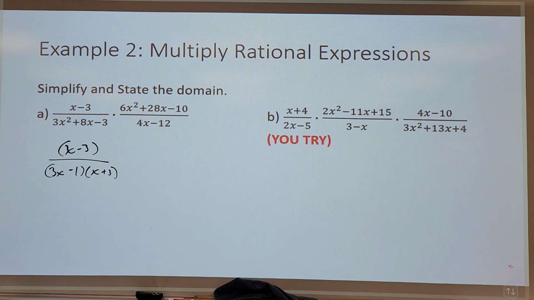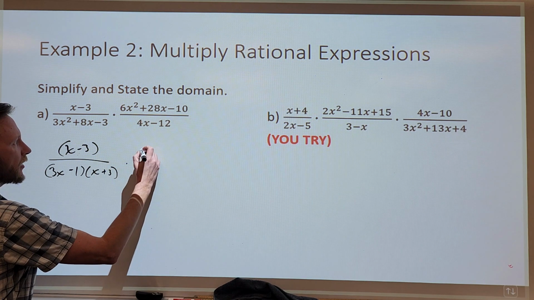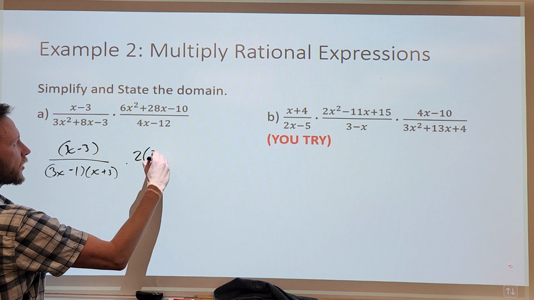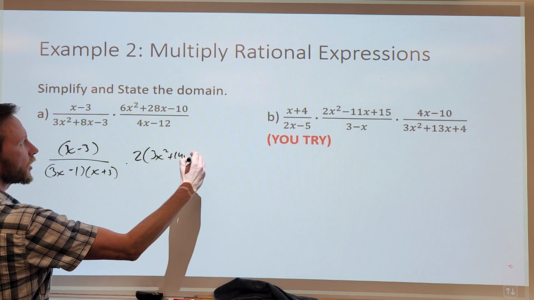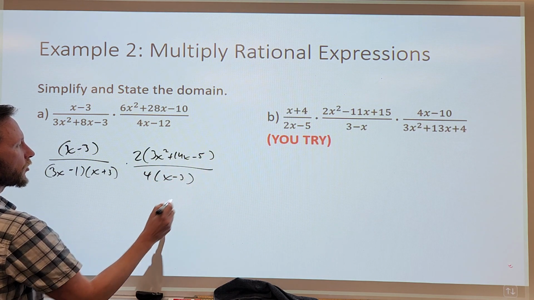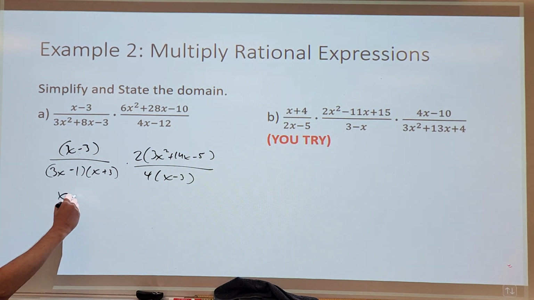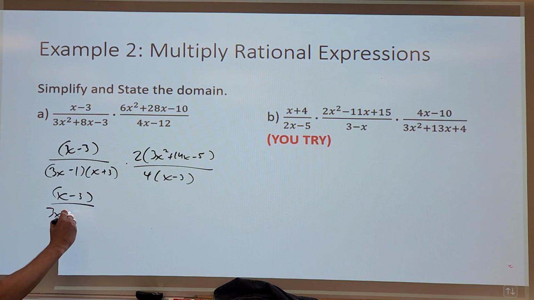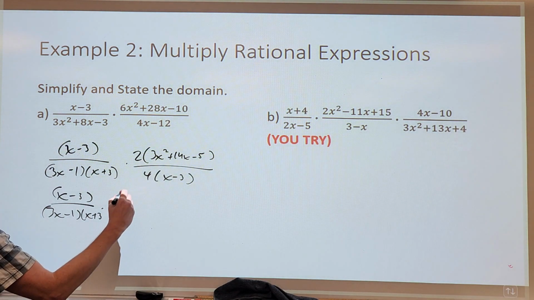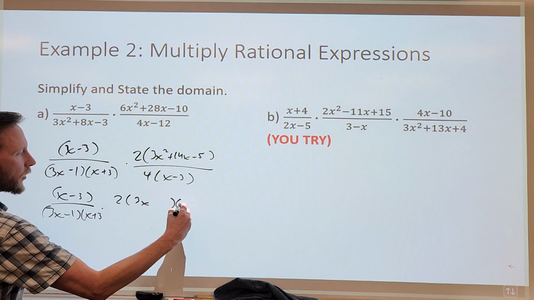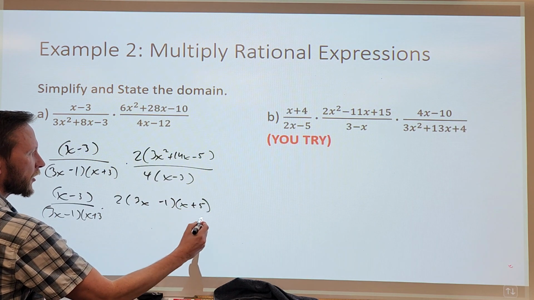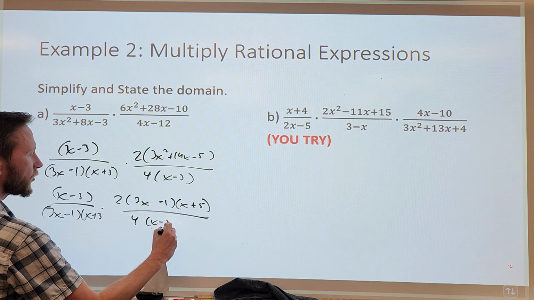Let's go ahead and take a look at this other side. Here I've got a common factor of at least 2. That gives me a 3x squared and a 14x and a negative 5. Here I've got a 4 times an x minus 3. Looks like I'm going to have to factor this one more. So I've got x minus 3, 3x minus 1, x plus 3. I've got a 2, 3x and x. Again, I need a plus 5 and a minus 1. Here's a 4 and an x minus 3.